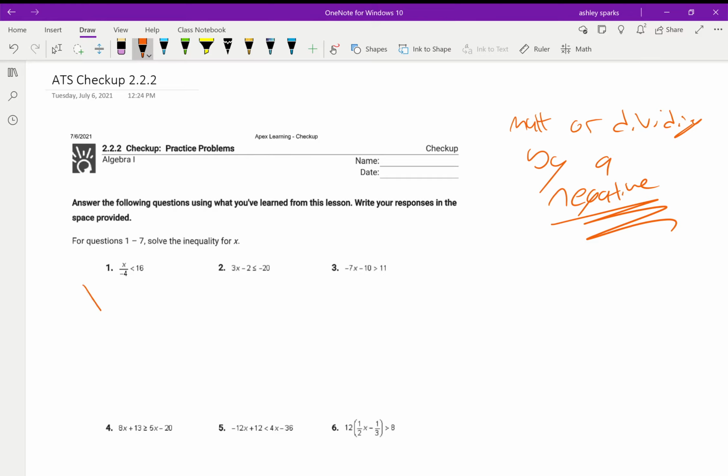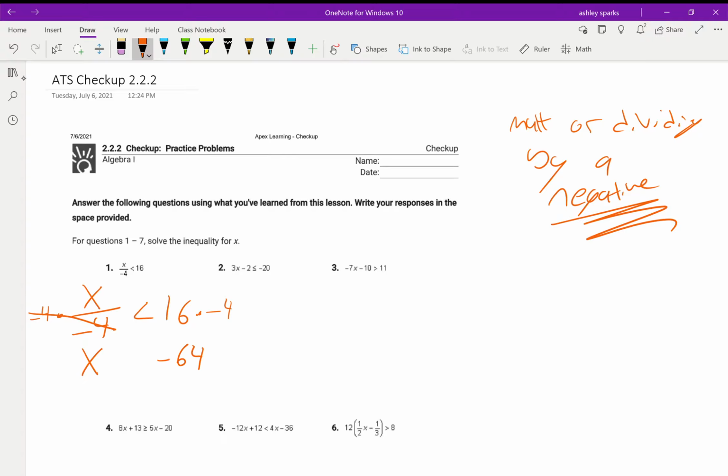My first problem here, I have x divided by -4 less than 16. What I want you to start to do with these problems is simply solve first. Well, I see divided by -4, so I'm going to multiply both sides by -4 to do that opposite action. Cancel. Great. X is now alone, that's what I want. 16 times -4 will give me -64.